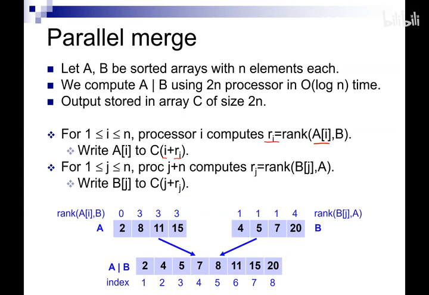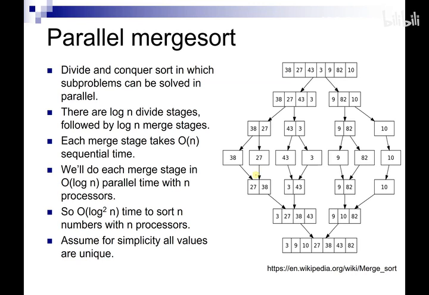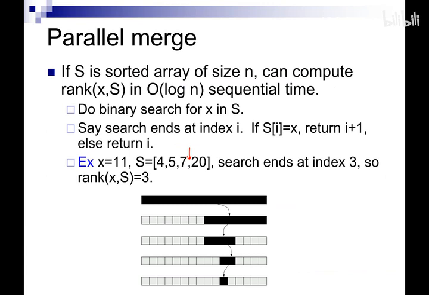Everything we're doing is parallelized, because we just need to compute these ranks, and each needs just one processor, and they can all run in parallel. The running time is going to be log n, so we can merge these two lists in log n time. So we can do parallel merge in log n time, and since we have log n stages of this, to do merge sort overall it's going to take us log squared n time to sort all the numbers. So that is parallel merge sort.